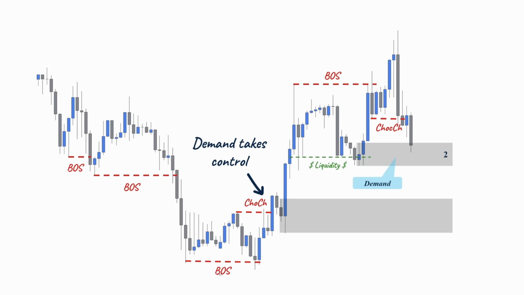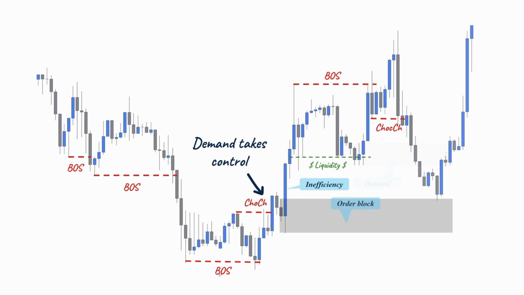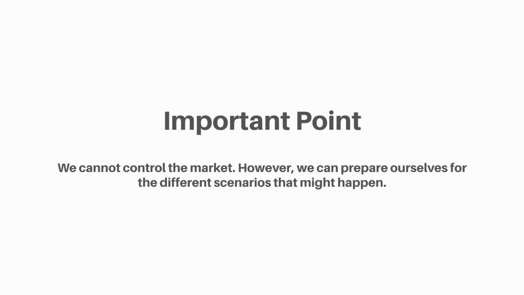Also, we have the same scenario discussed previously. We have a clear inefficiency and a valid demand area right below the first one, which could act as a liquidity sweep. Now, here is an important point. We cannot control the market. However, we can prepare ourselves for the different scenarios that might happen. Let's move on to the next topic.